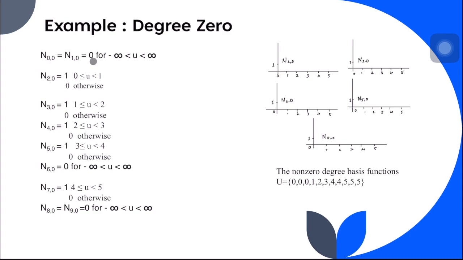It is going to be 0 anywhere if the u value exists between minus infinity and infinity. Practically, it is 0 everywhere for N0,0 and N1,0. And when it comes to N2,0, it is going to be 1 if the value is between 0 and 1, and in all the rest of the cases it's going to be 0. So for each and every N3,0, N4,0, N5,0, N6,0, N7,0, N8,0, we are going to get each value by substituting them in the following formula.